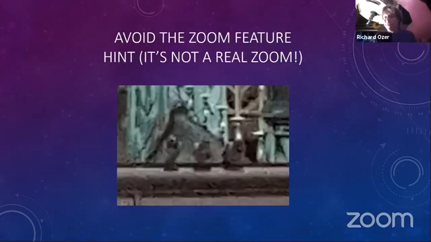Avoid the zoom feature on your cell phone. And hint, it's not a real zoom. What the zoom on your cell phone camera is doing, unlike the zoom on a DSLR camera, is it's not actually moving any parts. It's not moving the sensor or changing the distance of the lens from the sensor. All it's doing is blowing up the resulting image. It's a digital zoom, not a real zoom.